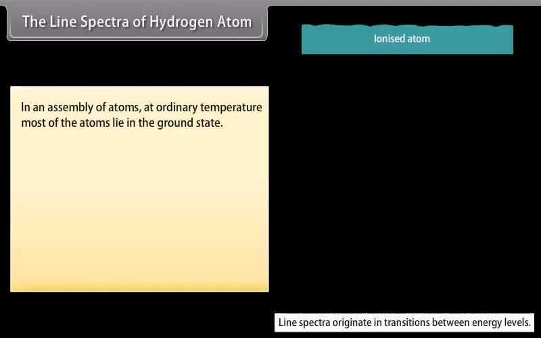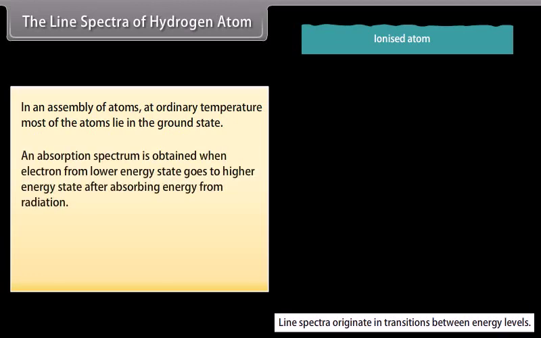The line spectra of the hydrogen atom. In an assembly of atoms at ordinary temperature, most of the atoms lie in the ground state. If white light is passed through such an assembly of hydrogen atoms, the transmitted light will not have radiations of various wavelengths. It is the absorption spectrum of hydrogen corresponding to the Lyman series. An absorption spectrum is obtained when an electron from a lower energy state goes to a higher energy state after absorbing energy from radiation. The frequency of absorbed radiation is given by h nu = E high − E low.